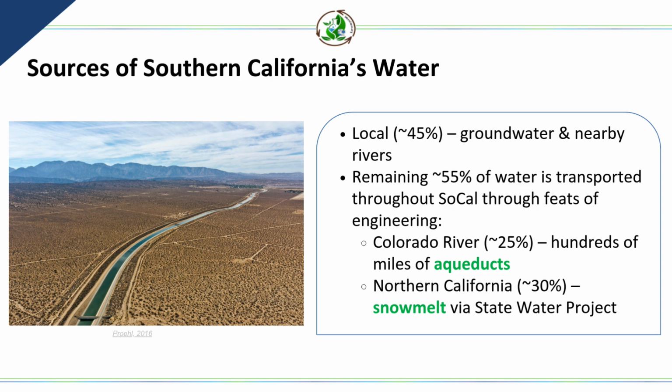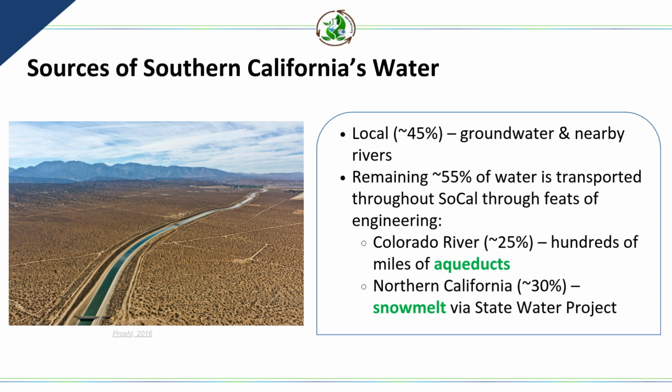Let's take a look at where Southern California gets its water. About 45% comes from local sources, like groundwater and nearby rivers. The remaining 55% is imported through some amazing engineering projects. About 25% comes from the Colorado River, which travels hundreds of miles through aqueducts to reach us. Another 30% comes from Northern California snowmelt, delivered via the State Water Project.